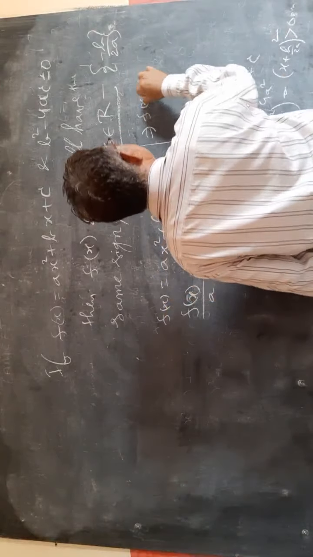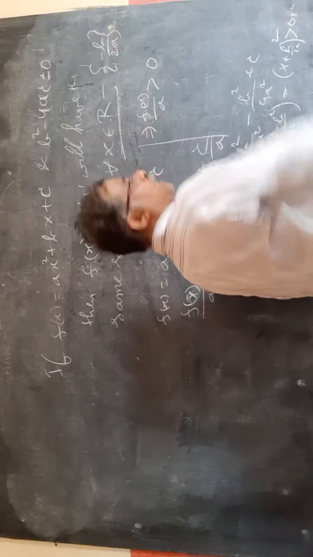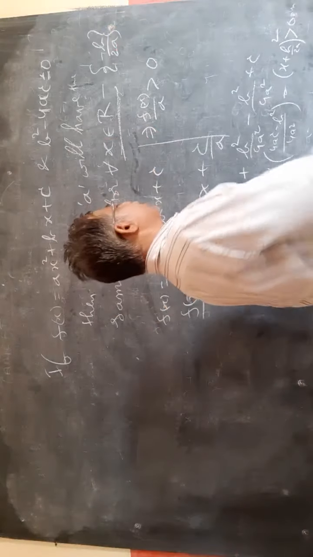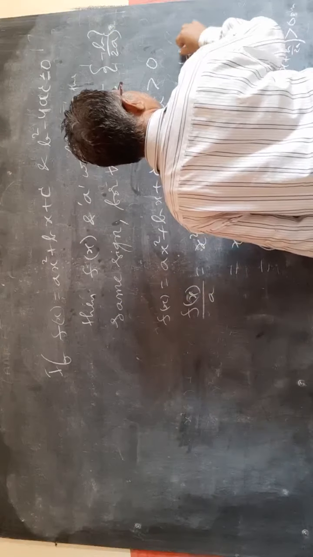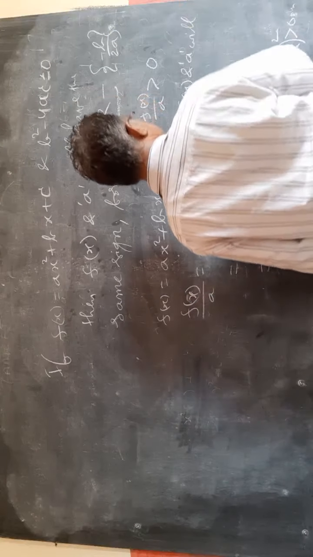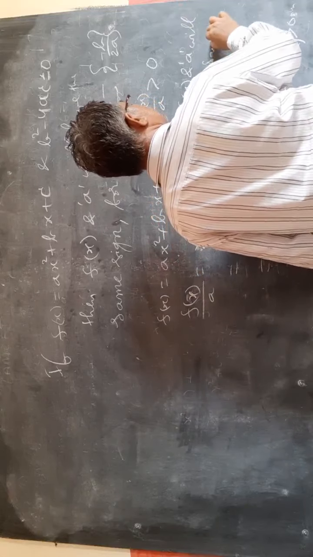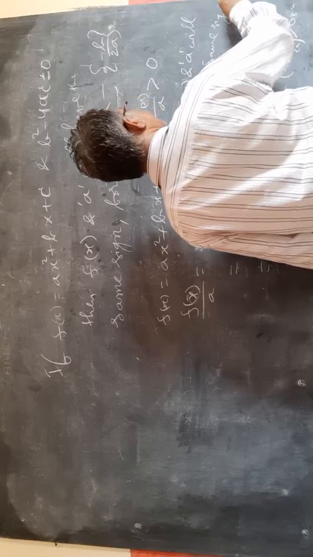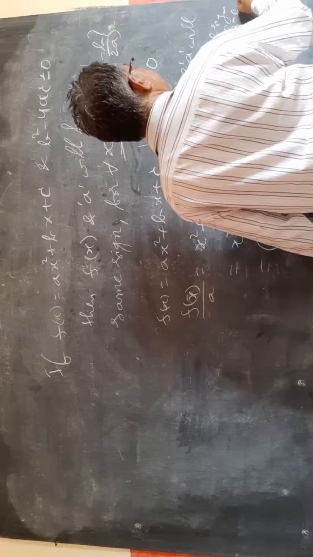Implies, I can say the same thing. F of x by a is greater than 0 here, except for this value, except for minus b by 2a. Implies f of x and a will have the same sign for every x belongs to R minus b by 2a.